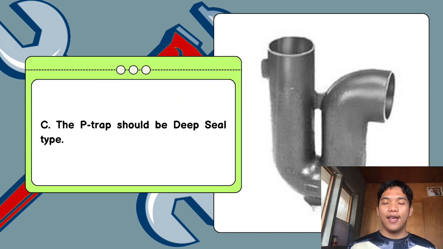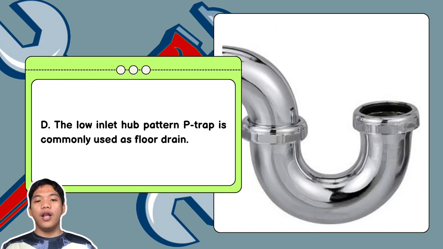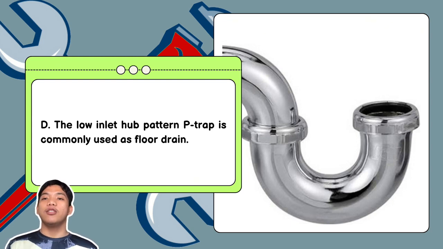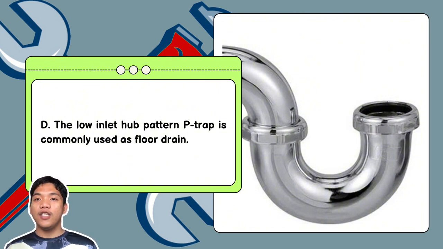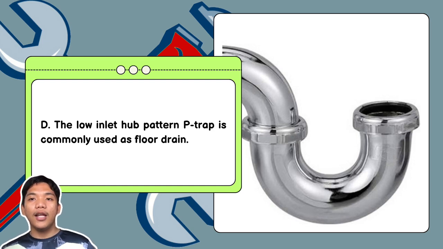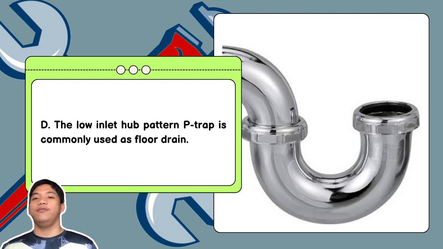unwanted gases. Number 4. The low inlet hub pattern P-trap is commonly used as floor drain. So, yan example ng low inlet hub pattern P-trap ha. So, according sa research ko naman din, itong low inlet P-trap is madali siyang i-fix and cost efficient pa siya. Yun lang talaga yung ano niya, yung parang kaya commonly siya, madali siyang i-fix, madali rin siyang accessible siya, ganun. Kaya siyang usually ginagamit na as P-trap.